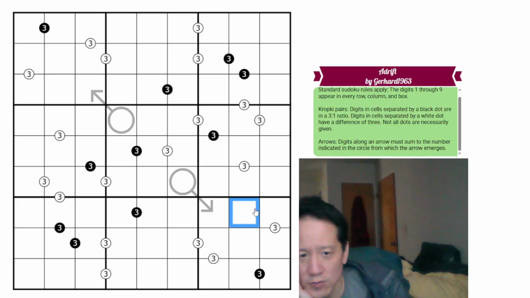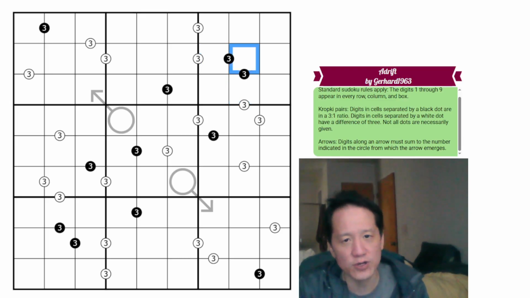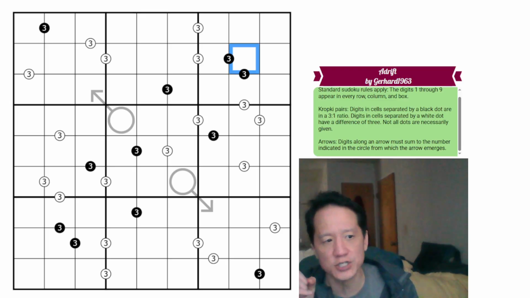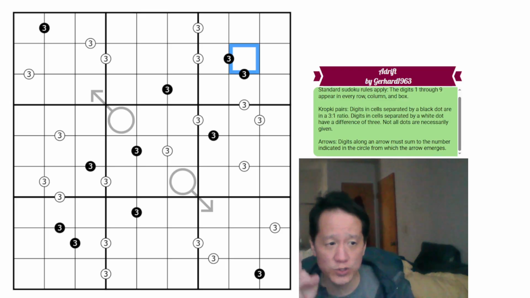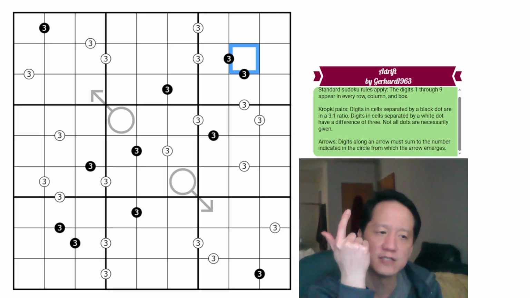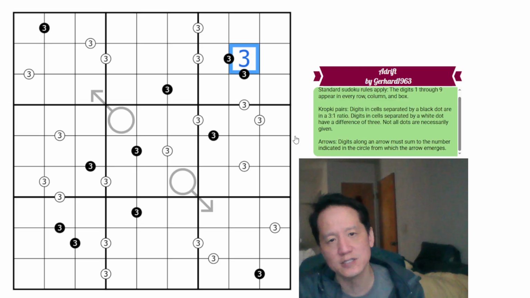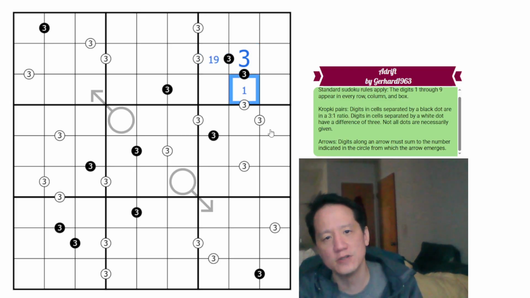Okay, I'm not really sure how we should tackle this. Let's tackle the places where you have 3 cells separated by 2 black cropkey dots. This has to be a 3, because there's only one digit that can be in a 1 to 3 ratio with 2 other digits, and that's 3 with 1 and 9. The other pair you can have on a black cropkey dot with a 3 to 1 ratio is 2 and 6. But since there are two such ratios here, this has to be 3, which forces this to be 1 or 9, and this to be 1 or 9.